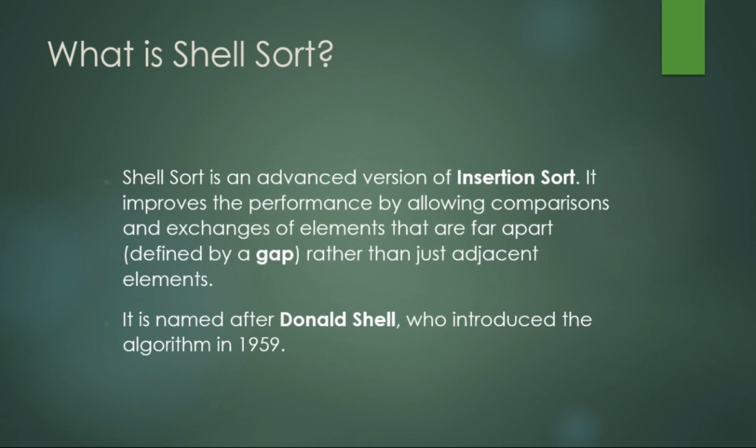Shell sort is an advanced version of insertion sort. It improves the performance by allowing comparison and exchanges of elements that are far apart rather than adjacent elements. It is named after Donald Shell, who introduced this algorithm in 1959.